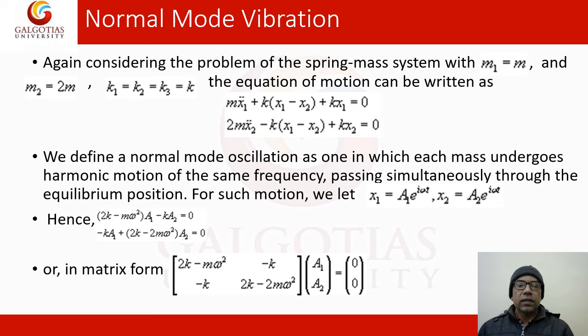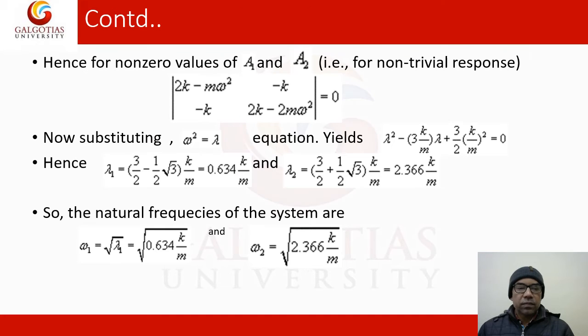For such motion, we let x1 be a1 e to the power i omega t and x2 be a2 e to the power i omega t. Hence the solution will be given in this form, and in matrix form the same equations will be written like this. So for non-zero values of a1 and a2, for the non-trivial solution, the response will be given in this form. By substituting omega squared equal to delta, the above equations will lead to this form.